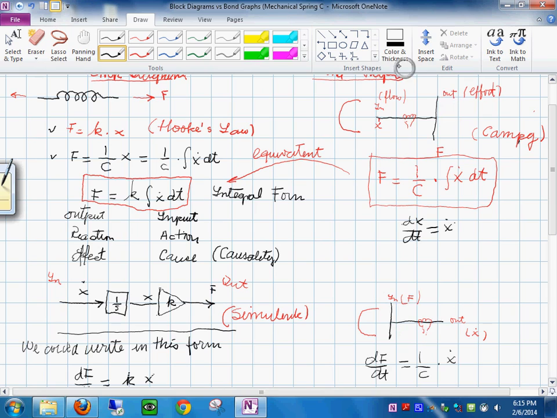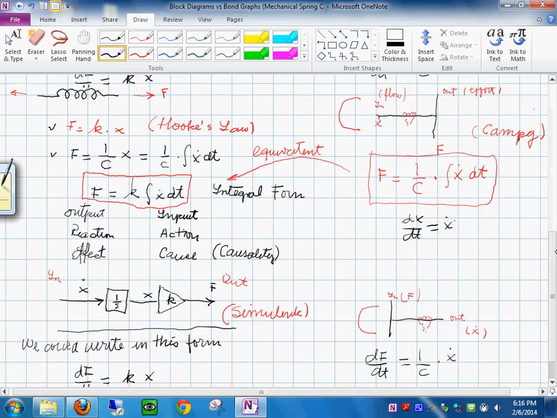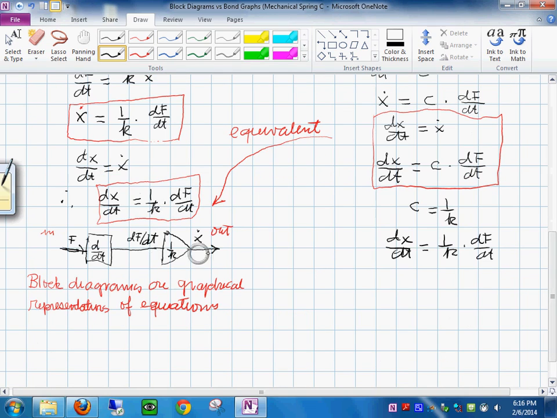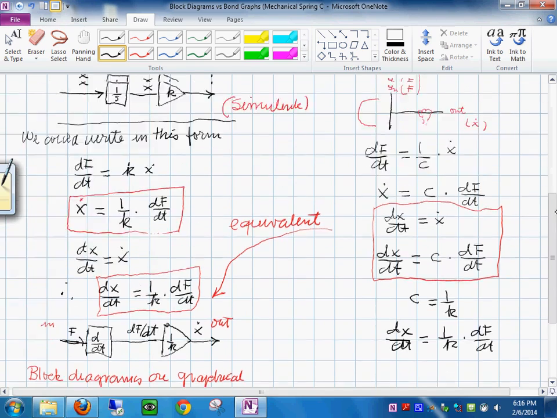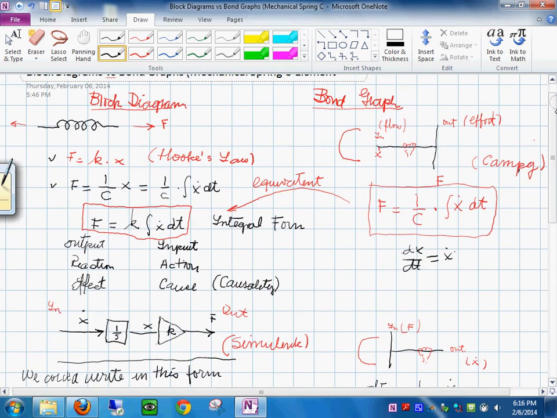So when you see a symbol like this, you relate either to this block diagram or this equation. When you see a symbol like this, you relate to this block diagram or this equation, which is totally equivalent. So I have demonstrated for you the complete equivalency between the two methods while keeping two different graphical representations.